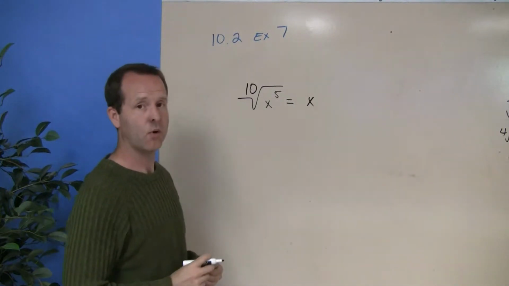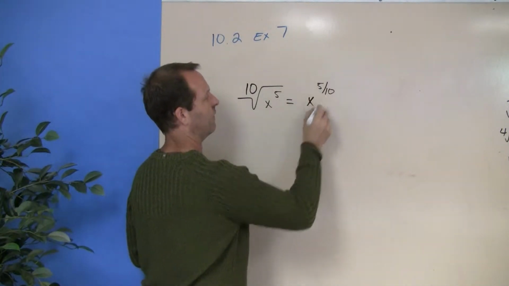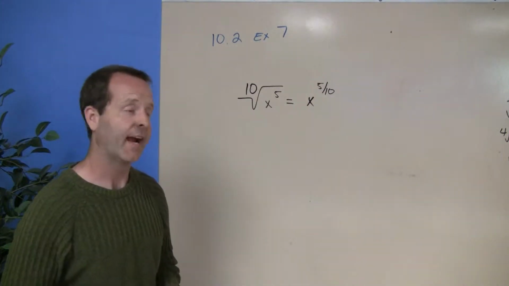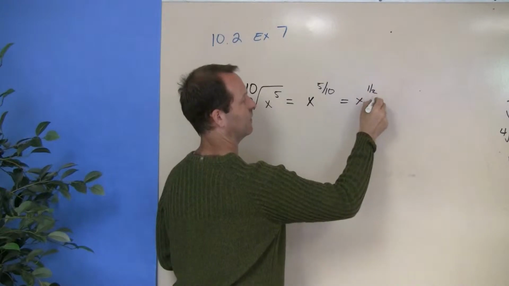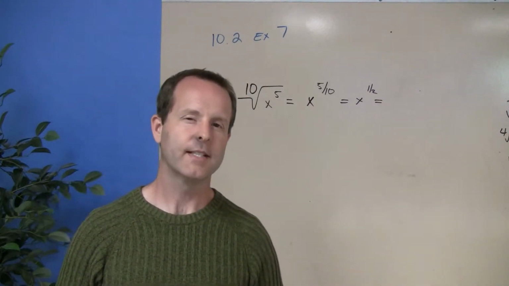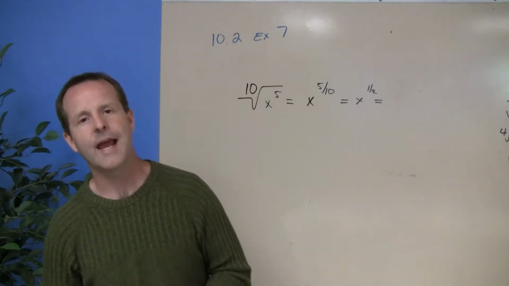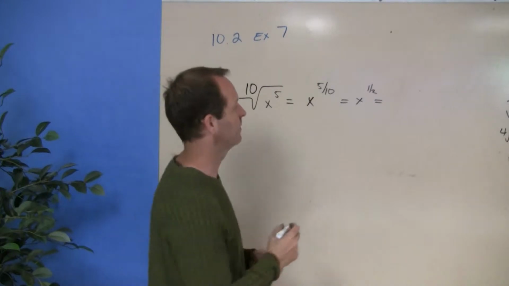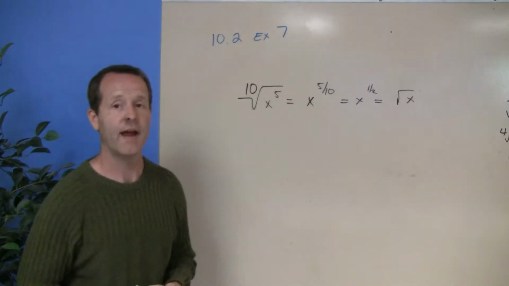Well, if I change it to exponent form, it becomes x to the 5/10. And that looks reducible. x to the 1/2. And x to the 1/2 doesn't look like I can reduce it any further. So maybe now it's time to change it back to radical world. And so it becomes the square root of x.